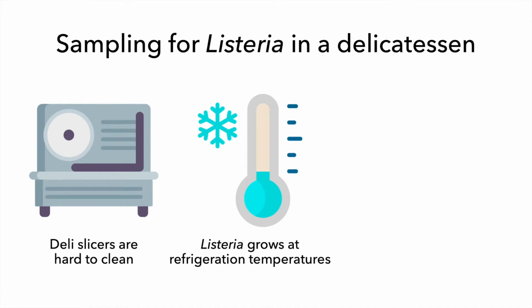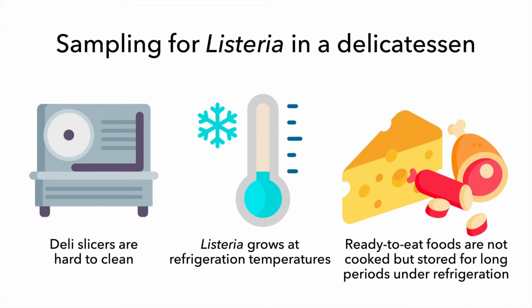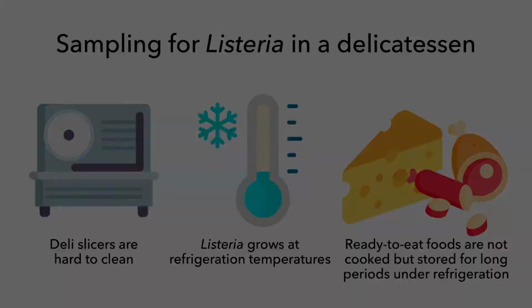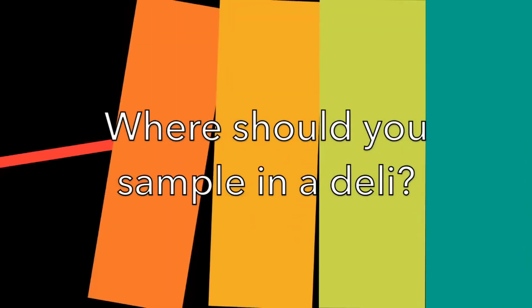Listeria monocytogenes can survive at refrigeration temperature. Ready-to-eat foods, like deli meats and cheeses, aren't cooked and are stored for long periods under refrigeration temperatures, presenting a high risk for growth of Listeria monocytogenes. Where should you sample in a deli?